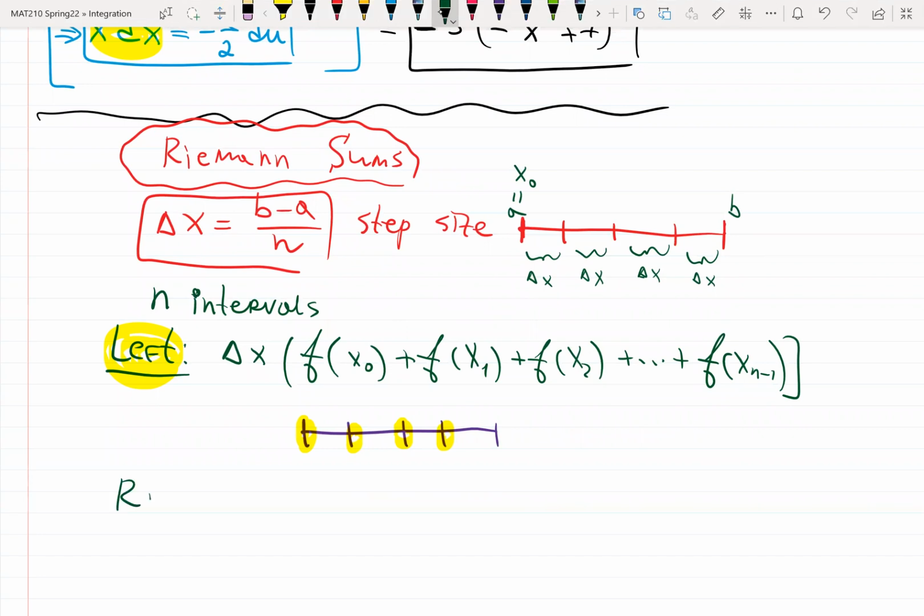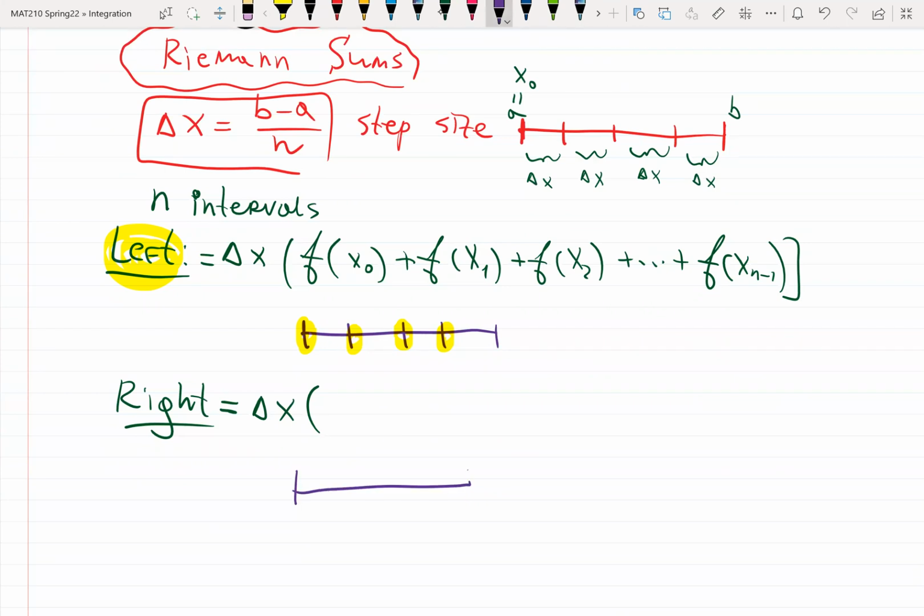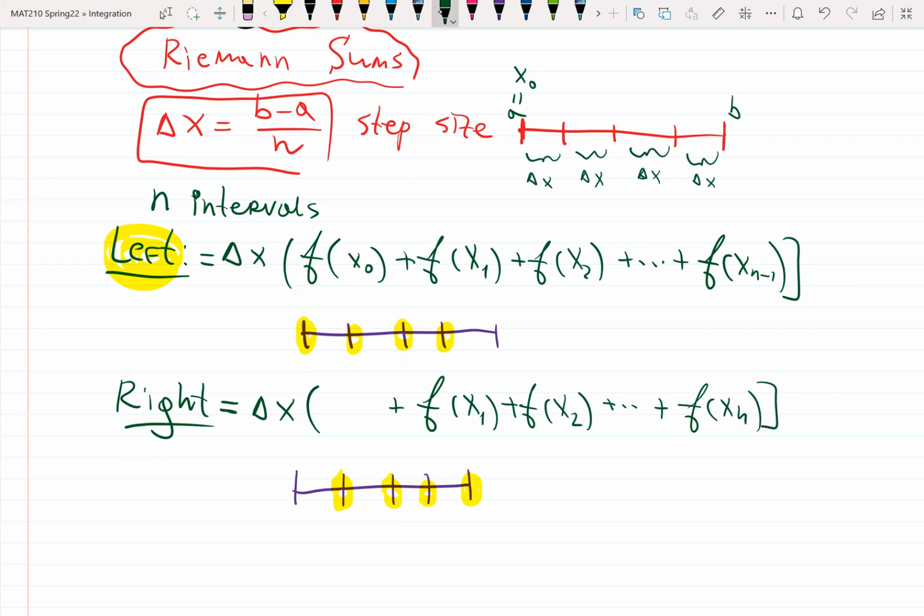Right endpoint Riemann sums. Delta x, you skip the first one. So visually, it looks like this. Skip, using, like so. You skip the first one, and then you start with x1, x2, and go to the last one, x sub n. And that's what's called right. That's why I called them right Riemann sums, because they're using the right endpoint.